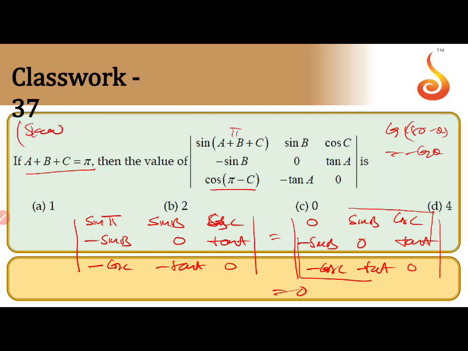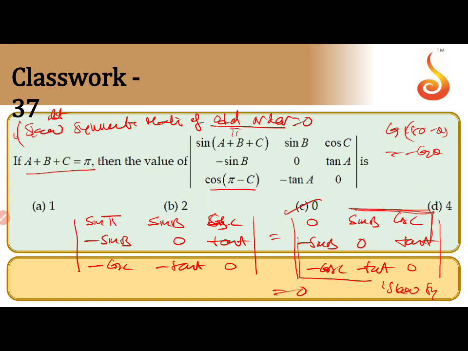So the determinant of a skew symmetric matrix of odd order is always 0. The order is third order. How can I say it is skew symmetric? All the principal diagonal elements are 0, and the upper part and lower part have opposite signs. That is called a skew symmetric matrix. The determinant of a skew symmetric matrix of odd order is always 0. The answer will be 0 only.